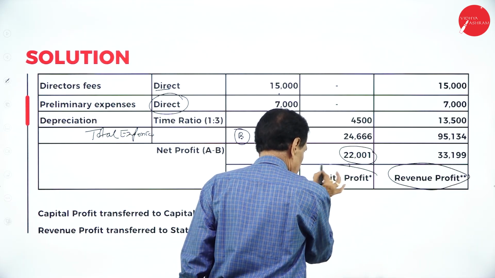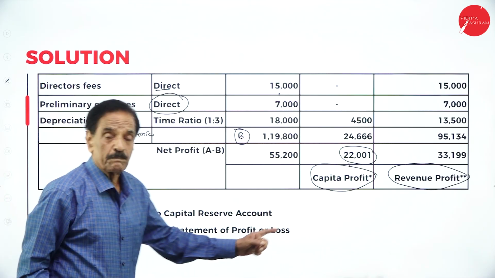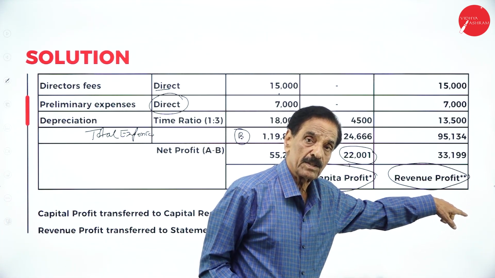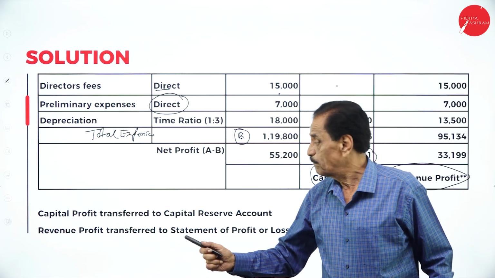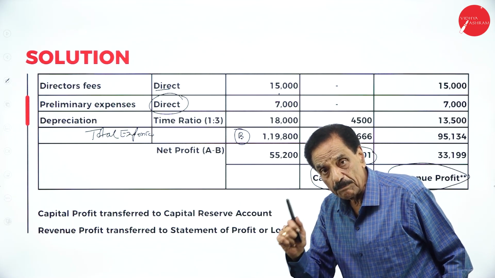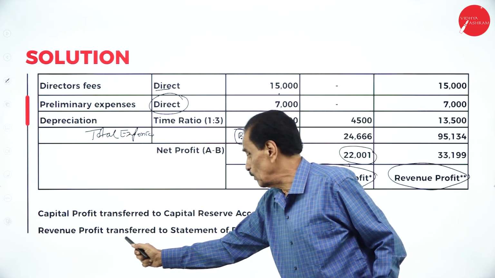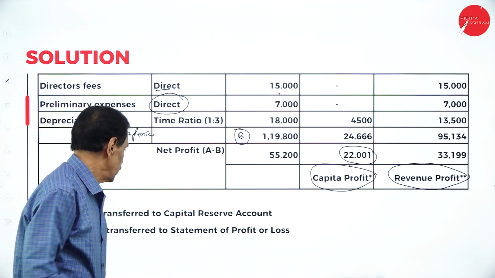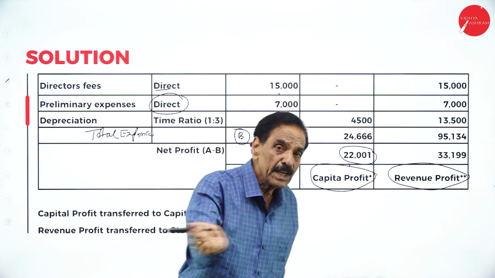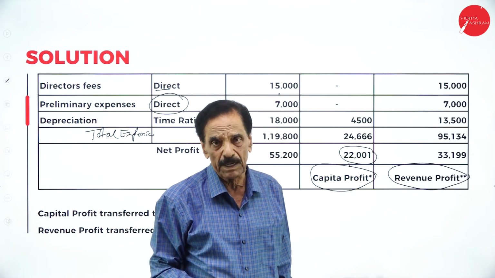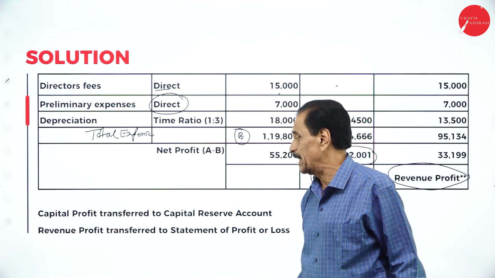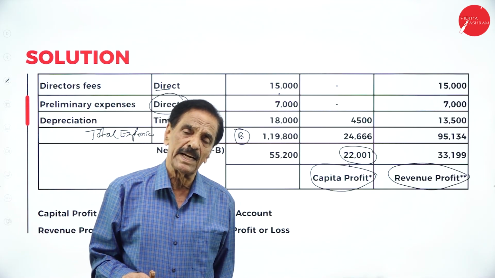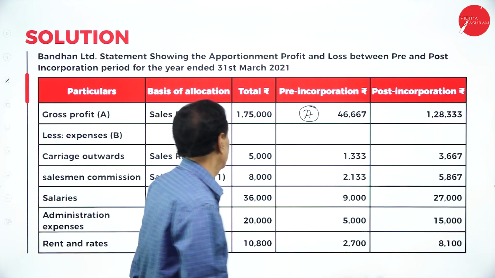This is capital profit. So whatever the profit earned pre-incorporation is called capital profit. Whatever the profit earned in the post-incorporation is called revenue profit. You must know that capital profit is transferred to capital reserve and should not be utilized for distribution of dividend. Revenue profit is transferred to the statement of profit and loss account, which can be utilized for distribution of dividend. Hope you understand. This point is most important.